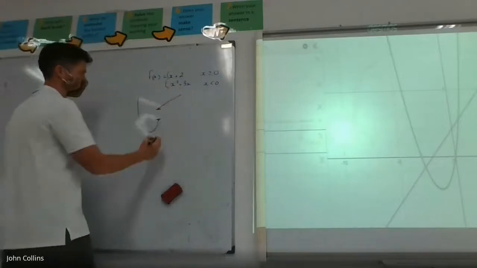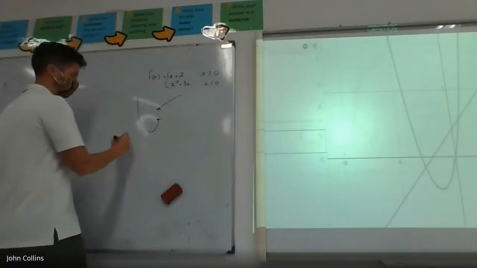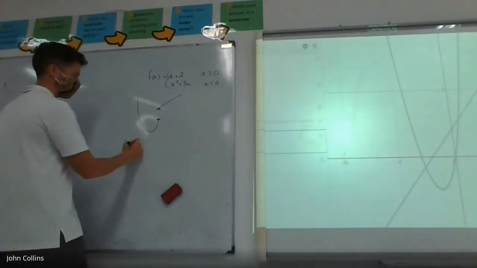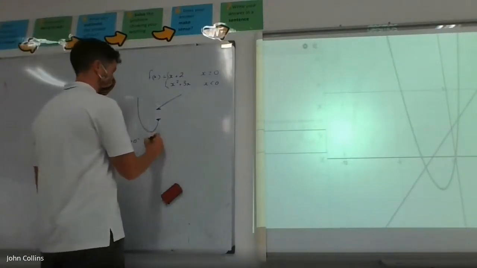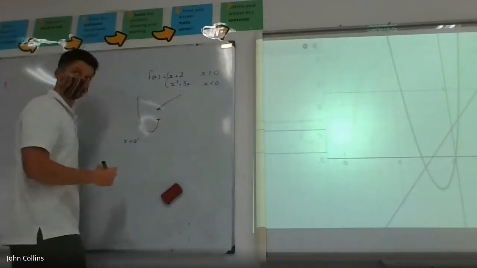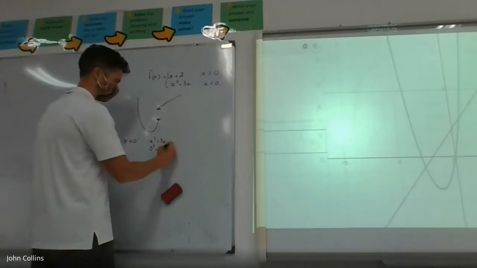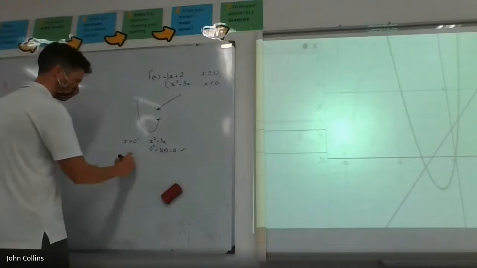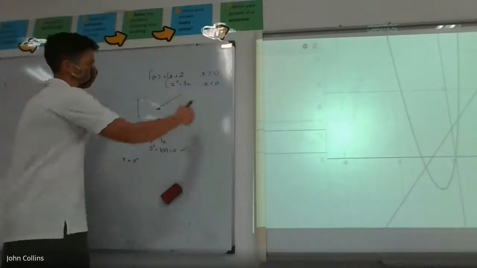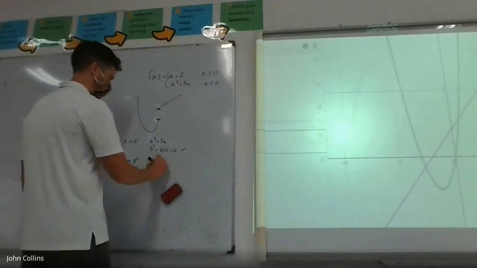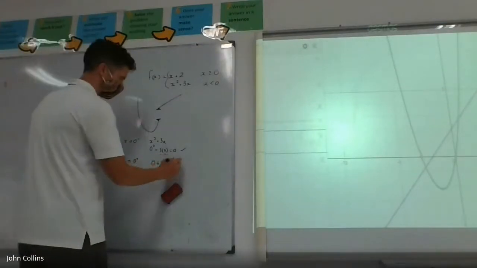I proved it graphically, so let me show it algebraically as well. If I sub in 0, as x approaches 0 from the negative direction, what does the bottom part of this function give? 0. So x squared plus 3x, that'd be 0 squared plus 3 times 0, which is 0. And as x approaches from the positive direction, coming back down, what's it coming towards? 0 plus 2, which is 2. Therefore, it's not continuous.